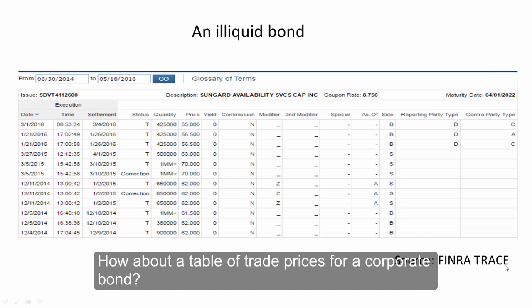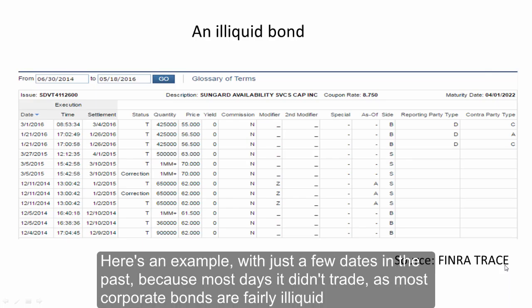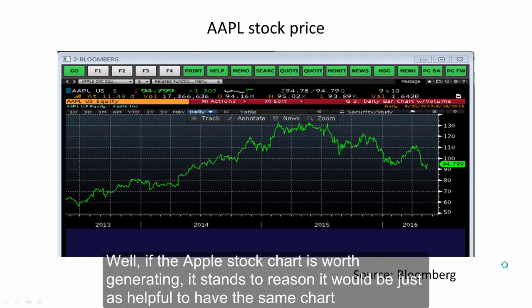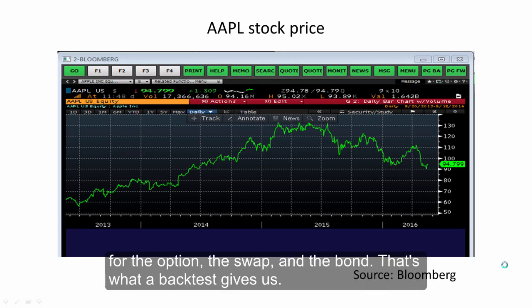How about a table of trade prices for a corporate bond? Here's an example with just a few dates in the past because most days it didn't trade, as most corporate bonds are fairly illiquid. Well, if the Apple stock chart is worth generating, it stands to reason it would be just as helpful to have the same chart for the option, the swap, and the bond. That's what a backtest gives us.